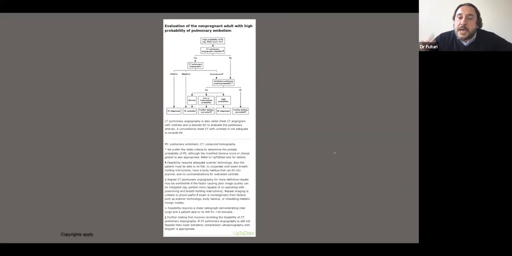In patients who don't have a high probability, these patients should go under appropriate testing. You do not use your Wells criteria. You've already told me that the Wells criteria is over 6. You do not use your D-dimer. These patients should go straight to definitive imaging, usually CT pulmonary angiography. If it is not available, a ventilation perfusion scan.